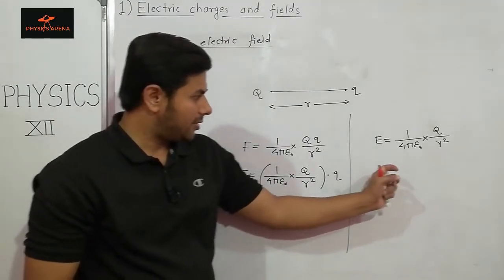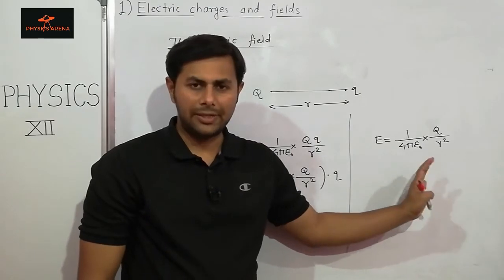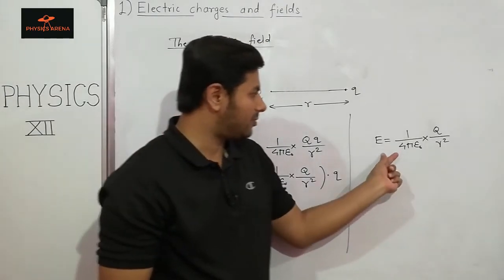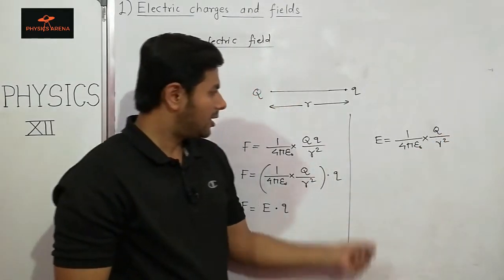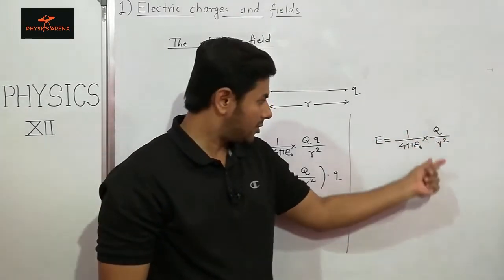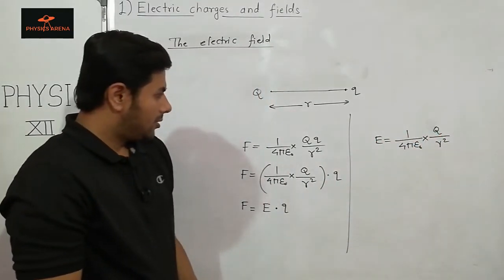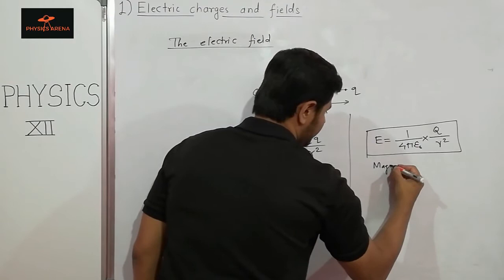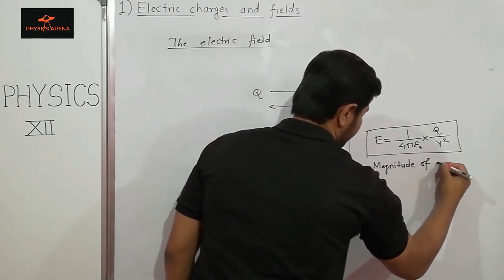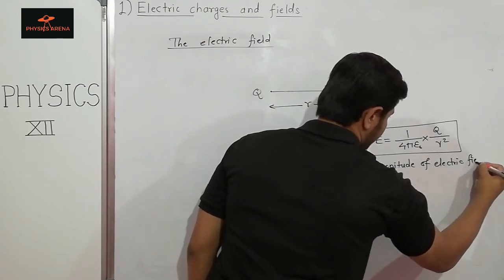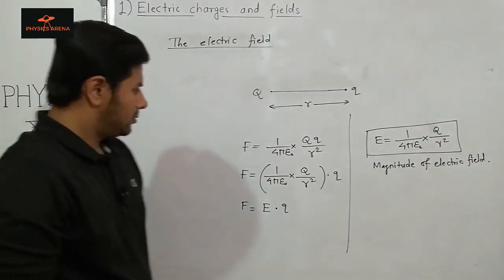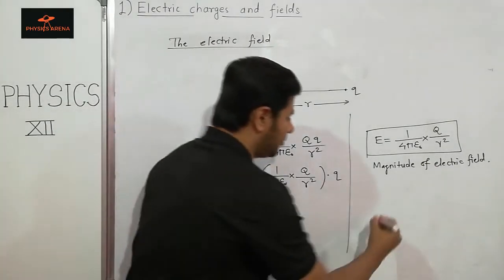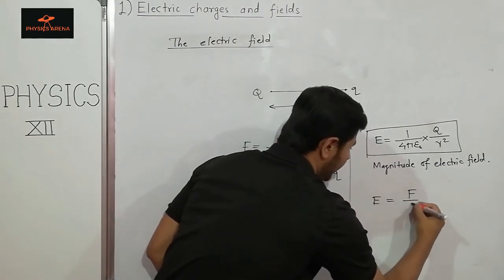Now, as you can see, this electric field is independent of the second charge, as it should be, because it is the electric field of this charge, capital Q, and it depends on this charge. So this is the magnitude of electric field. Now F is equal to E times Q. So E is equal to F divided by Q.